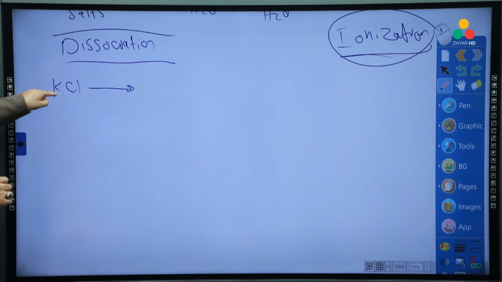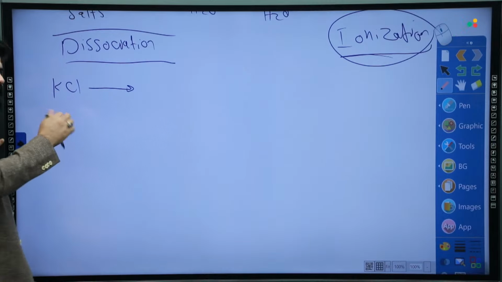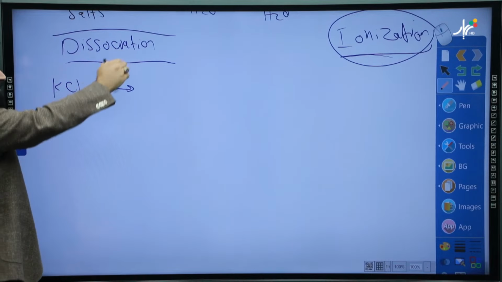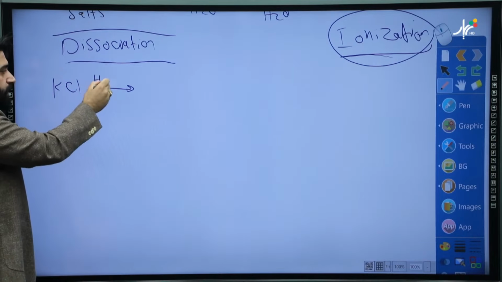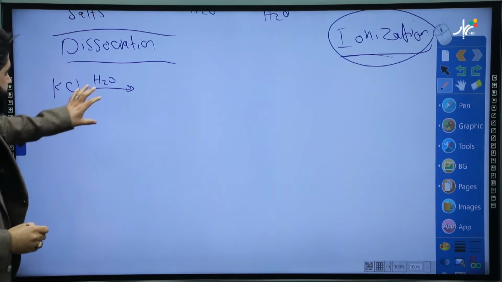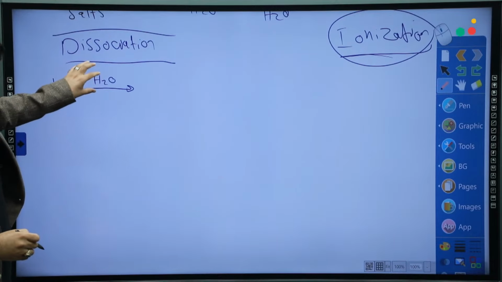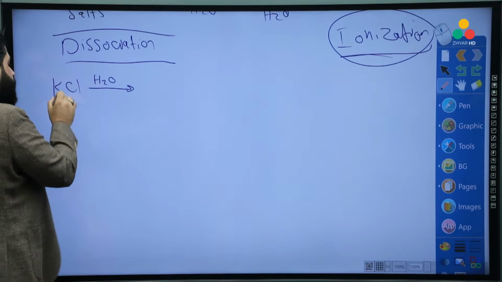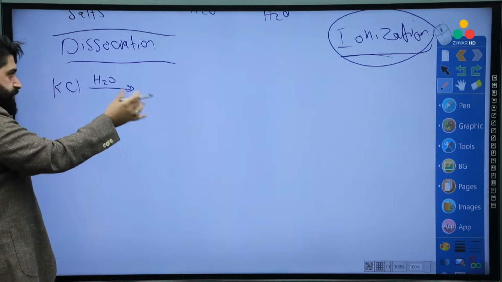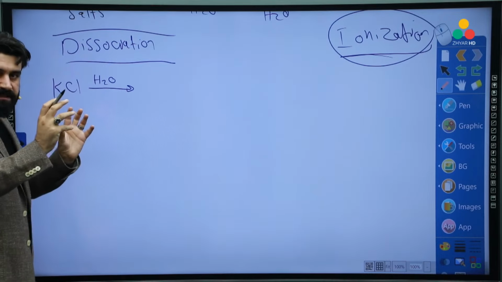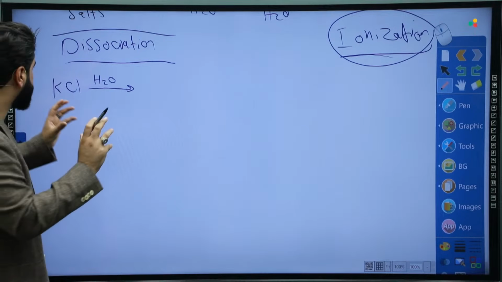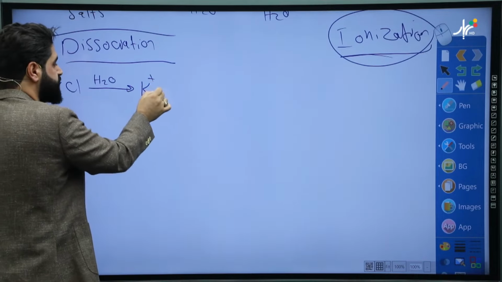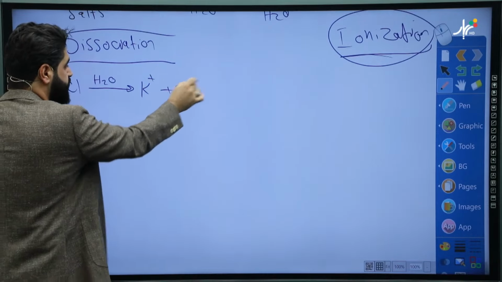KCl, we knew that it is salt. So salt is an ionic compound. It undergoes dissociation. So we have to write H2O above the arrow. Okay? So the position of water is just above the arrow. And now, the ions that are already present in the formula skeleton of the compound become apart from each other. So they will separate from each other.